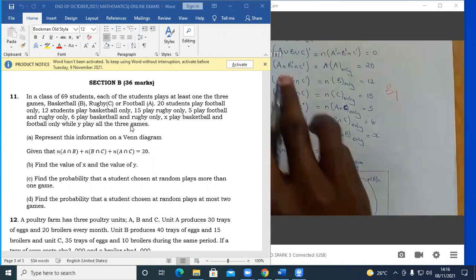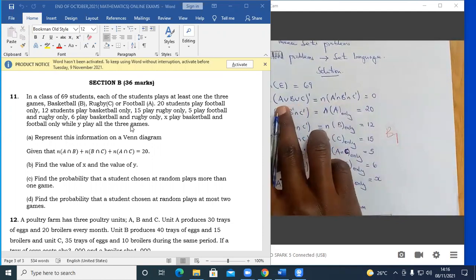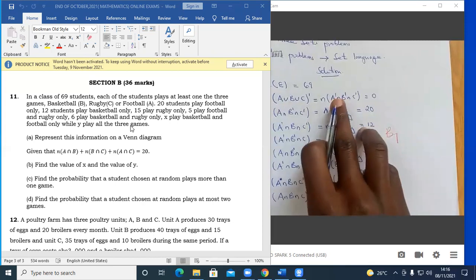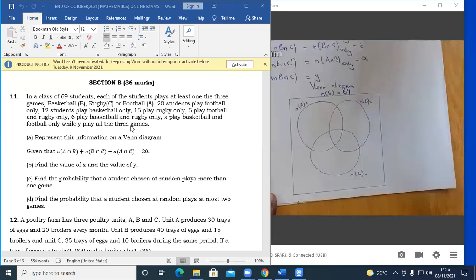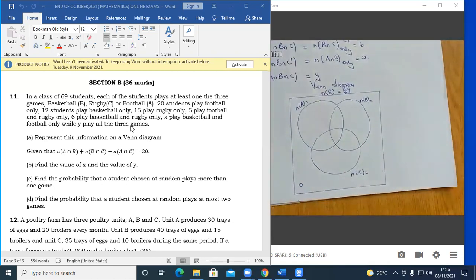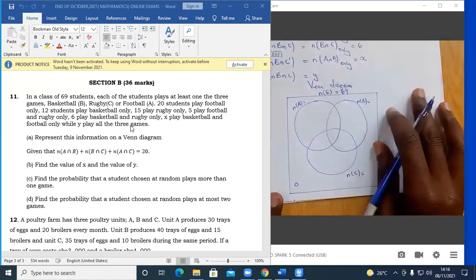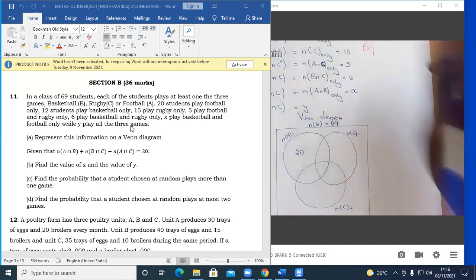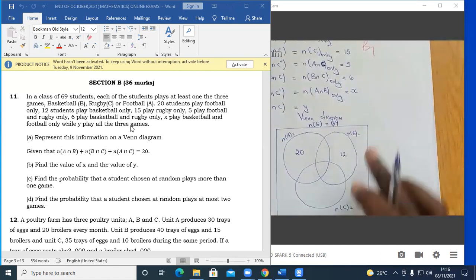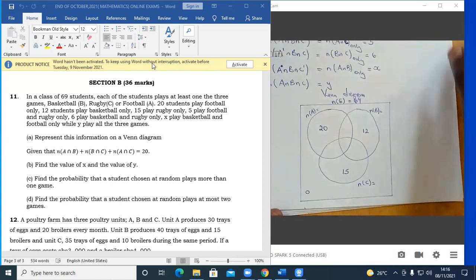They have said A, so there are none. A complement intersection B complement intersection C complement is 0. Where are we going to put this one? There. So we put 0 there. Then A only was given to be 20. Then B only was given to be 12. Then C only was given to be 15, like that.